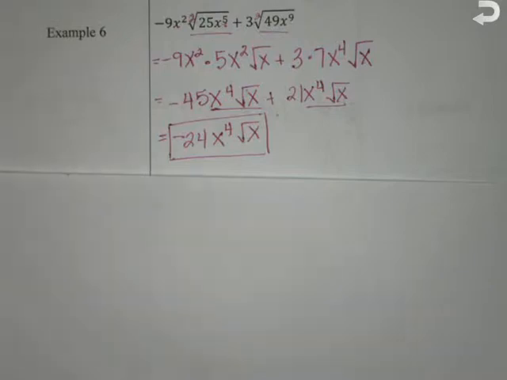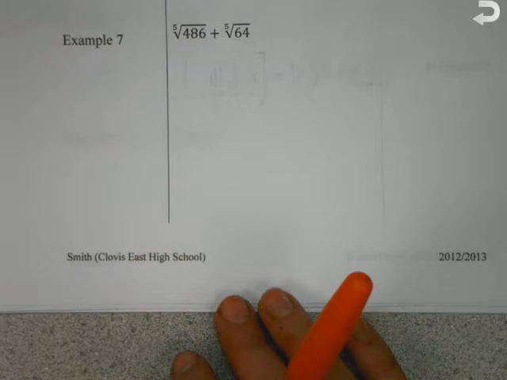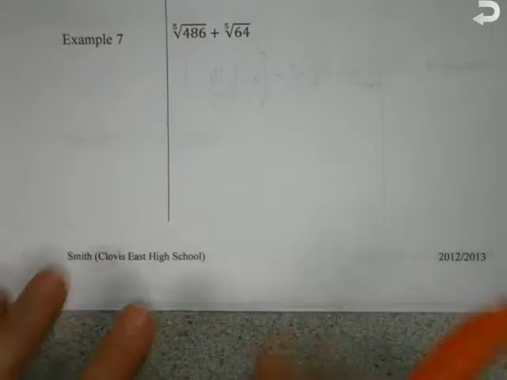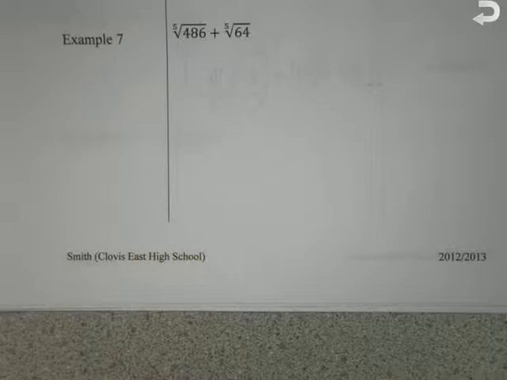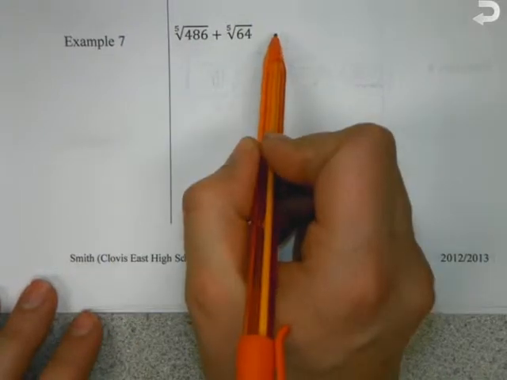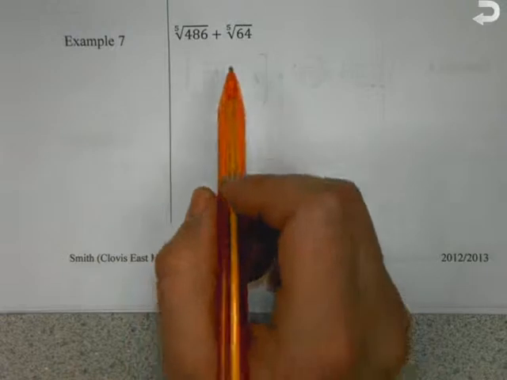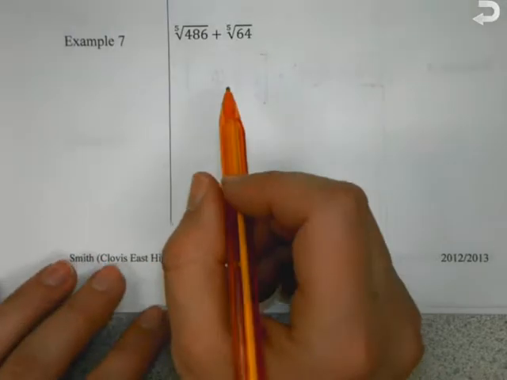Okay, last one then. Example 7. The 5th root of 486 plus the 5th root of 64. These are obviously not like terms, right? Yes? Okay, so how can we break it down? How does 486 break down? 2 and what? 243.